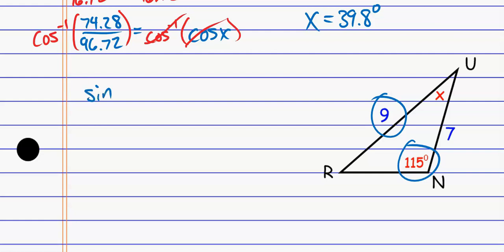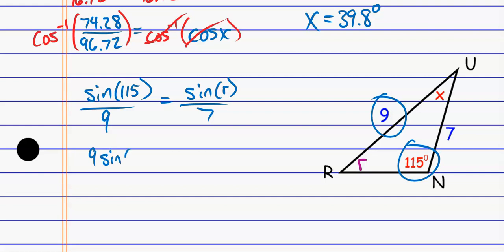So if I do sine of 115 over 9 equals, if I try to do x, it's the sine of x over, well, I still don't know. It's the sine of x over y. Well, here's what I can do. I can find this guy. I erased the label, but r. Watch this. I can do sine of r over 7. And see, that is a ratio that I can solve. So I cross multiply, I solve this thing.